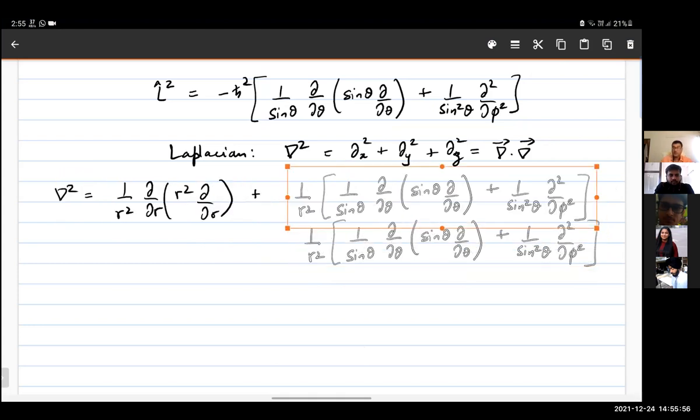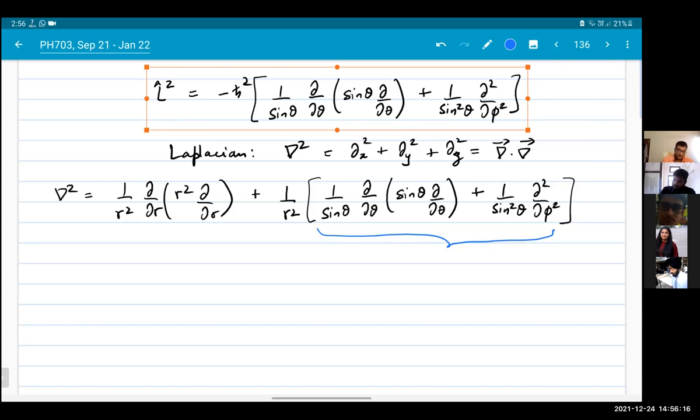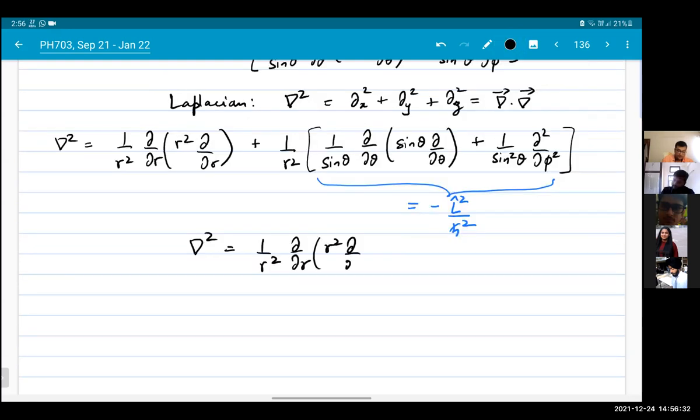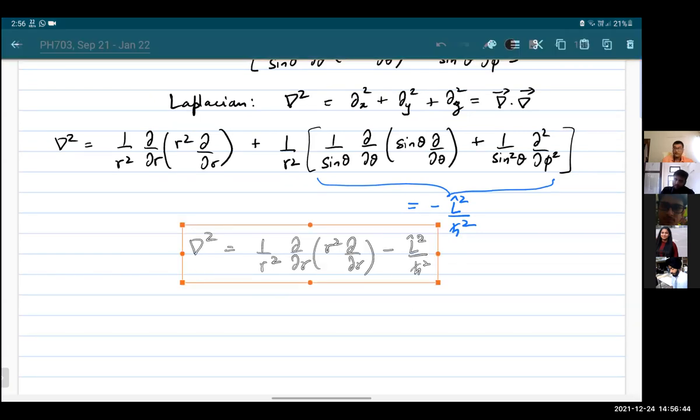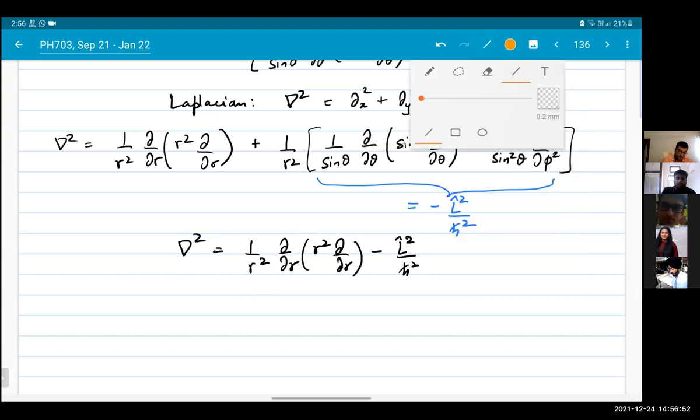So this is what the Laplacian looks like in spherical coordinates. If you compare these two expressions, you can see that this part of the Laplacian is exactly the same as the L square operator. In fact, it is exactly equal to minus L square by h bar square. So you can write the Laplacian as 1 by r square d by dr, r square d by dr, minus L square by h bar square. This is a very important expression which we will use later on, so let me put it in a box.